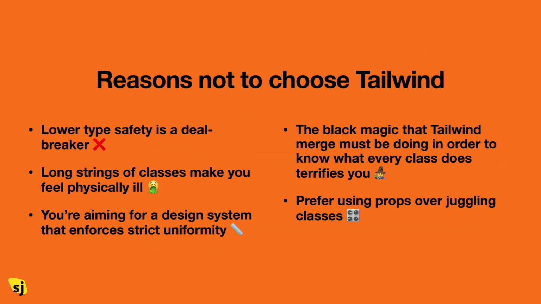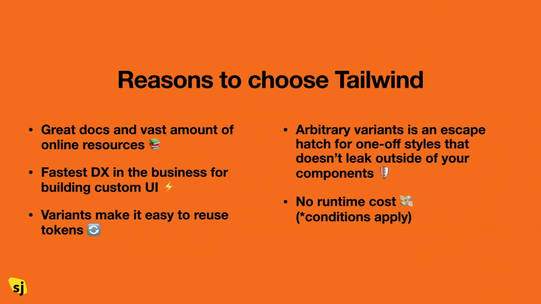Haven't used Tailwind Merge. It's one of the things I don't love the most about it, because it's probably doing some ungodly black magic behind the scenes for it to know about all those things. If that scares you, maybe don't use Tailwind. And then finally, if you much prefer that props-based API of a different prop for every sort of attribute you're trying to style and set of classes, maybe Tailwind's not for you. But I think there is a ton of really good reasons.